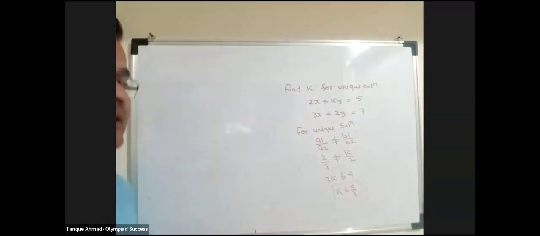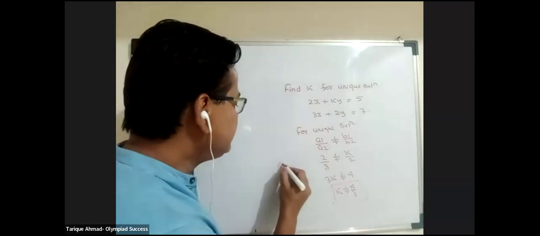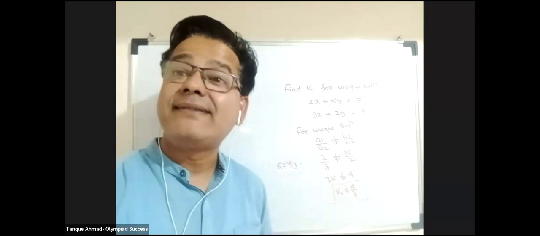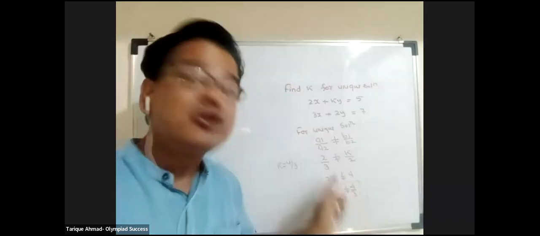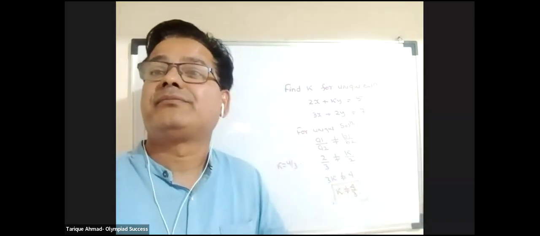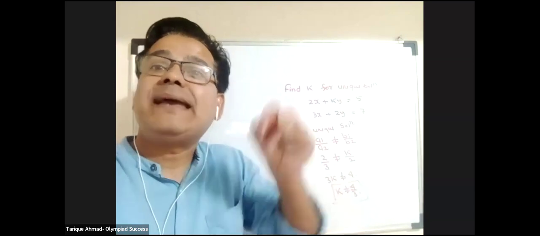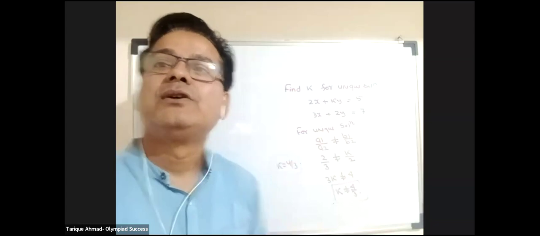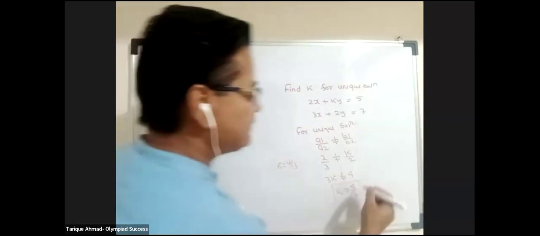Whereas all three of you said k equals 4 by 3, the answer is k should not equal 4 by 3. k could be anything except 4 by 3. So the same answer you can write.